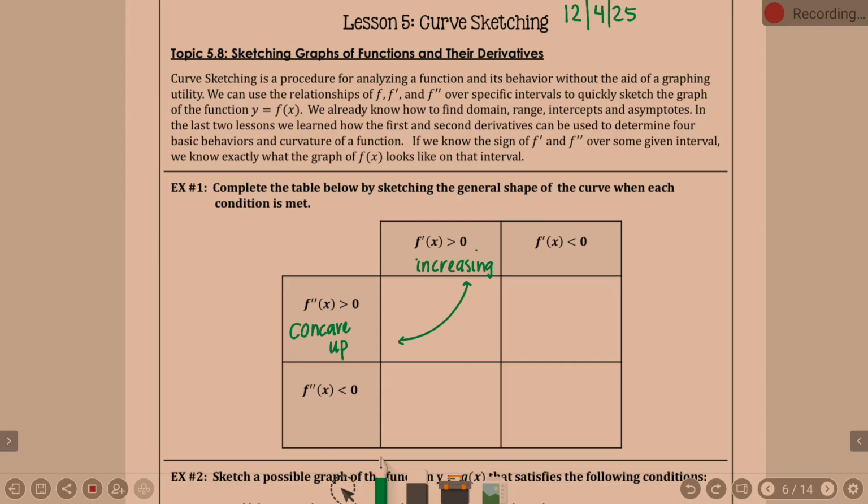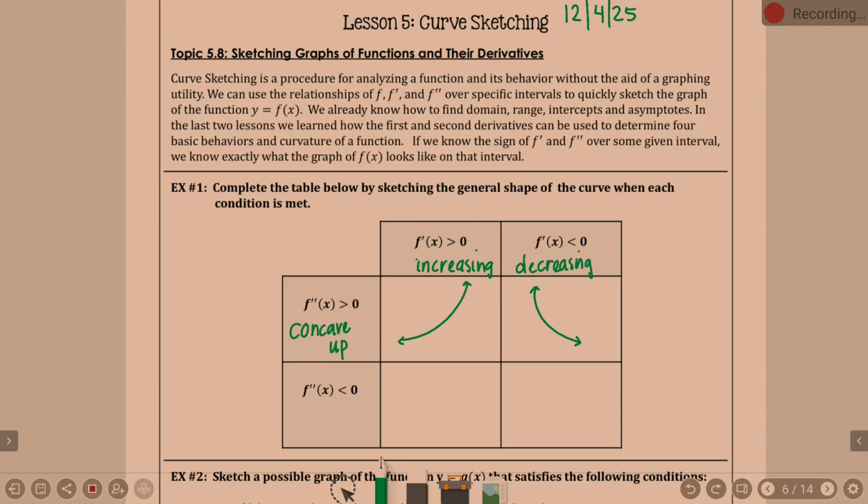Fair enough. Okay. What about when f prime of x is less than 0? When the first derivative is less than 0, first derivative is negative, what's that mean? That means my original graph is decreasing. So now, concave up, so still curved up, but decreasing as you move from left to right. Basically reflect your graph there.